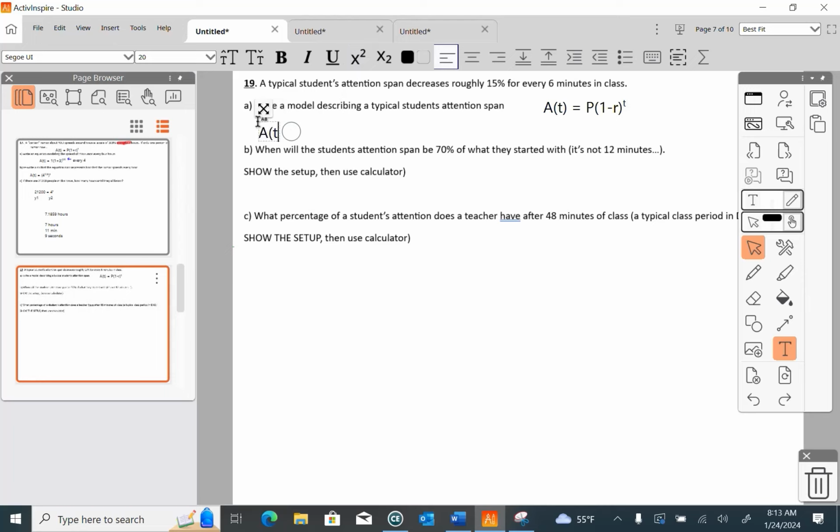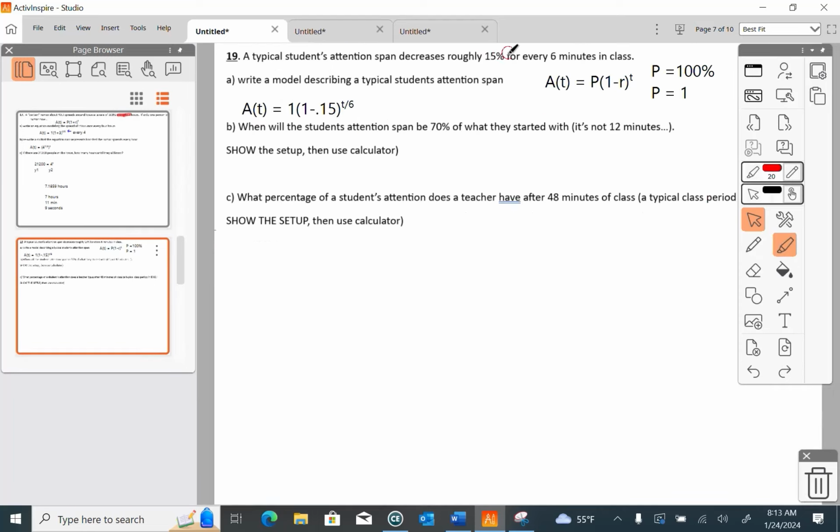Now, the principal would be 1. The idea would be that I have 100% of your attention. Right? So that's 1. 1 minus 15%, 0.15, raised to the t over 6. Why the t over 6? Because of that key wording in here, every 6.